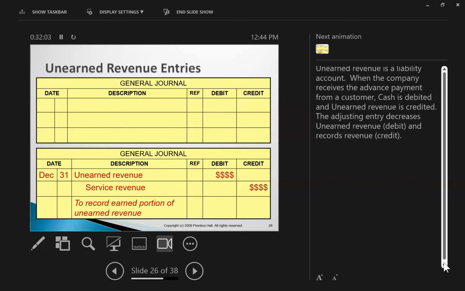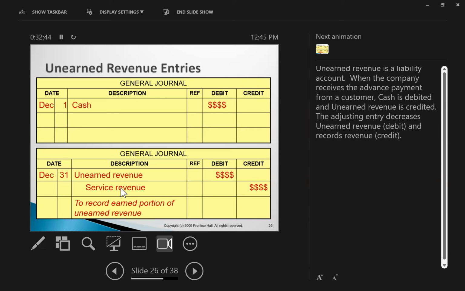So unearned revenue is a liability. When the company receives the advance payment from a customer, cash is debited and unearned revenue is credited. The adjusting entry decreases unearned revenue and records revenue. So basically all we're doing is acknowledging that we owe somebody product, services, or whatever. And as we fulfill these obligations, we're going to take it from unearned and move it over to earned. And that's what the service revenue is. So this is unearned, this is earned. And that's all we're doing.